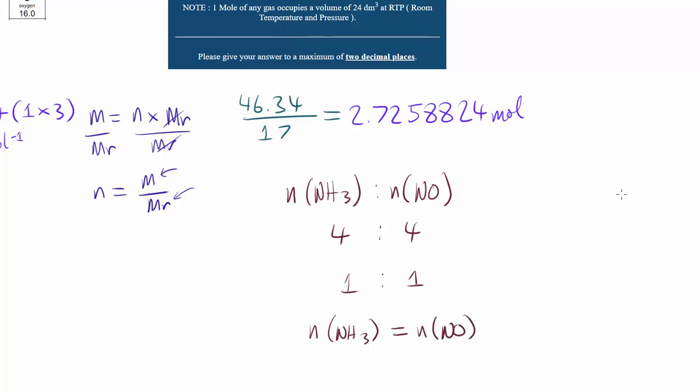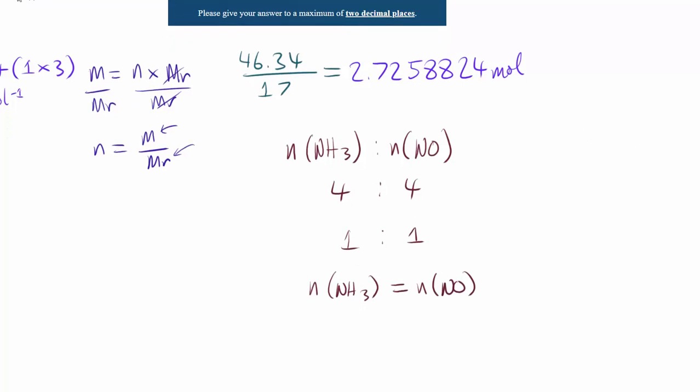Now with this information, what can we say? Remember this value here is the number of moles of NH3. We can say therefore that the number of moles of NO is equal to the value we got, 2.72588824 moles.